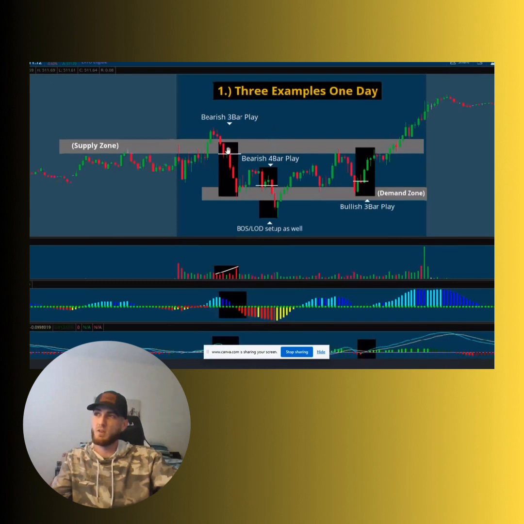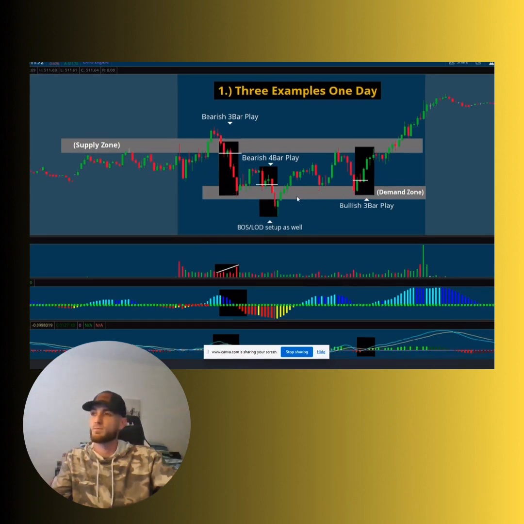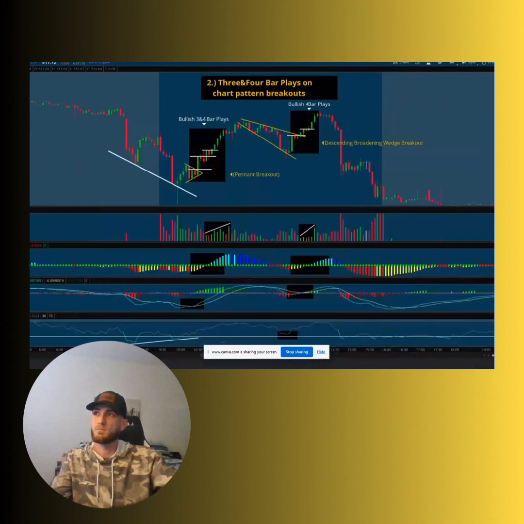And then also back to this first one, I forgot to mention, we had a supply zone across here, rejection, rejection, rejection, all these rejections. And then this is a break below that supply headed back down to demand. So that's our first example.